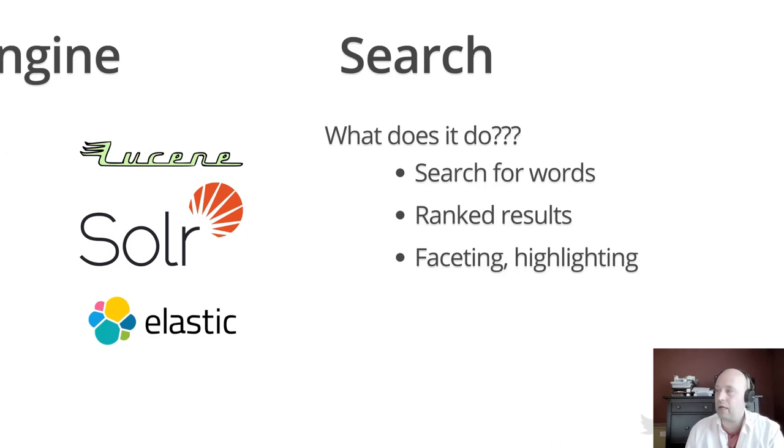And you can get results ranked. So if you search for multiple words, if some record matches all of those words, or if, let's say, all of those words are in the title rather than in the end of some long text, then it gets more points and it gets higher up in the results. And you can do faceting or highlighting. This is kind of like an indexing use case, but it's more complicated than you typically do with the B-trees in relational databases.